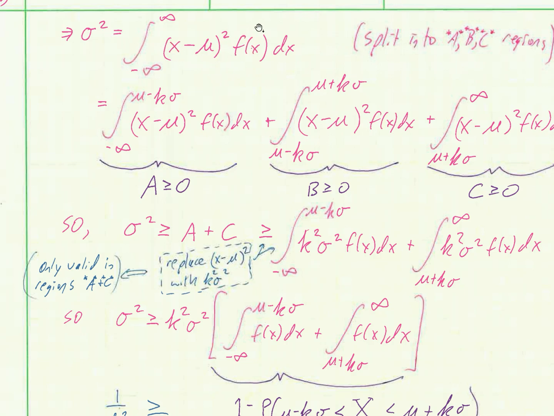And this is an unknown thing, f of x. So we never are going to have a shot at calculating this, right? We don't know f of x, right? But let's see if we can do something with this, right? We'll split into those regions A, B, and C.